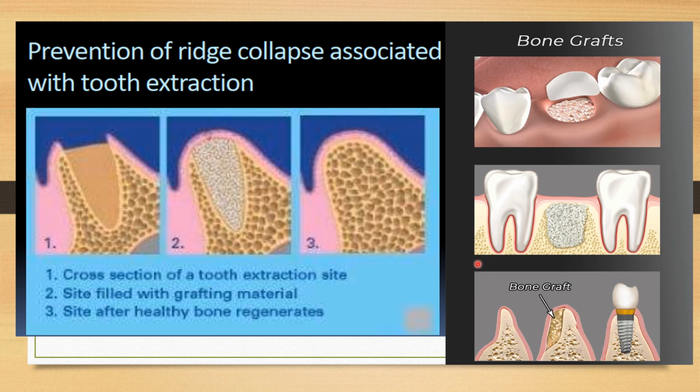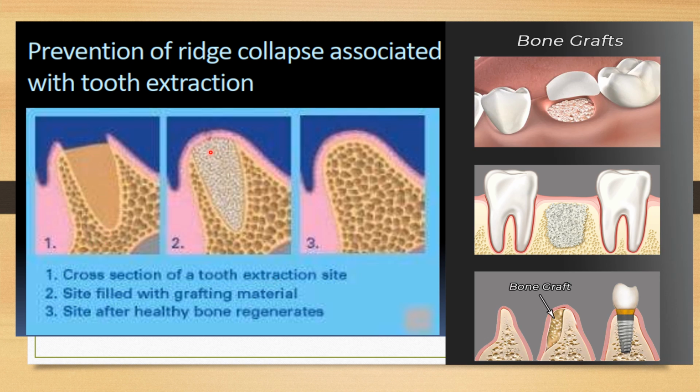Then coming to the prevention of ridge collapse. Before, we talked about the ridge defect. To avoid this ridge defect, we can always go for socket preservation. This is the cross section of a tooth extraction site. You can see that this is the area after extraction.